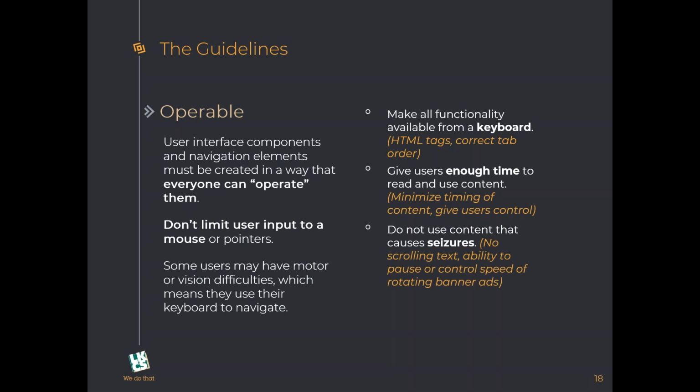We do not want to use content that may cause seizures. So we don't want a bunch of scrolling text or anything like that. Again, the ability to pause or control the speed of those rotating banners is part of that. And we need to help users navigate and find content. So we need to have a sitemap accessible from every single page that they can get to easily.